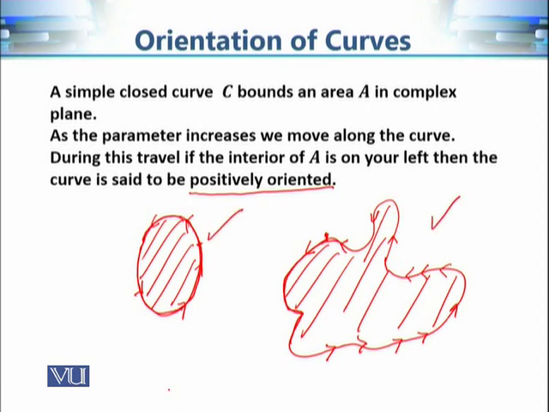But if we consider another example of a circle where we are moving in the clockwise direction, now in this case, the area enclosed by the circle is on the right of the object moving along this curve. Okay, so we are moving along this circle, but the area enclosed is on the right side. Okay, so we can say that it is not positively oriented.